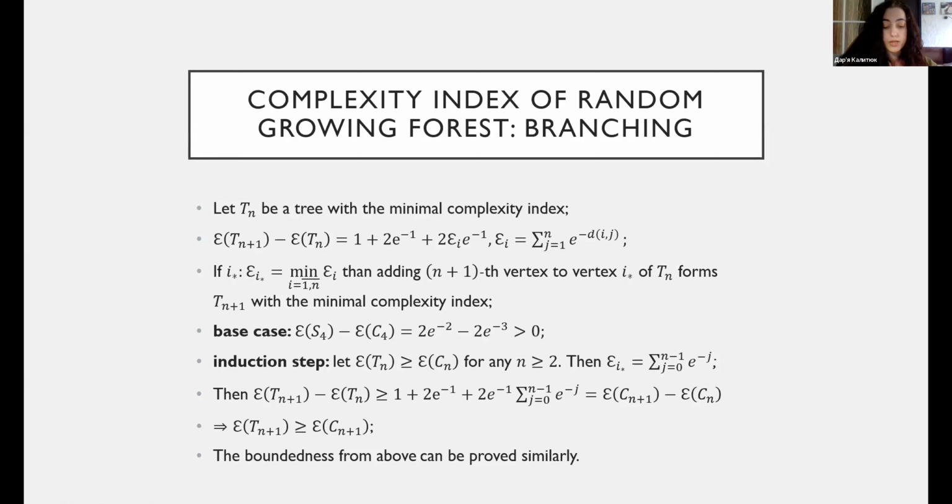On the induction step, we assume that the complexity index for an arbitrary tree is not less than the chain complexity index for any number of vertices. Then the minimum epsilon value would be calculated the following way, and so we can rewrite the above difference, and make sure that it's actually the difference between two chain complexity indices, which proves that the complexity index is bounded from below by the chain complexity index for every n. And the same way we can prove that the complexity index is bounded from above by the asterisk complexity index.